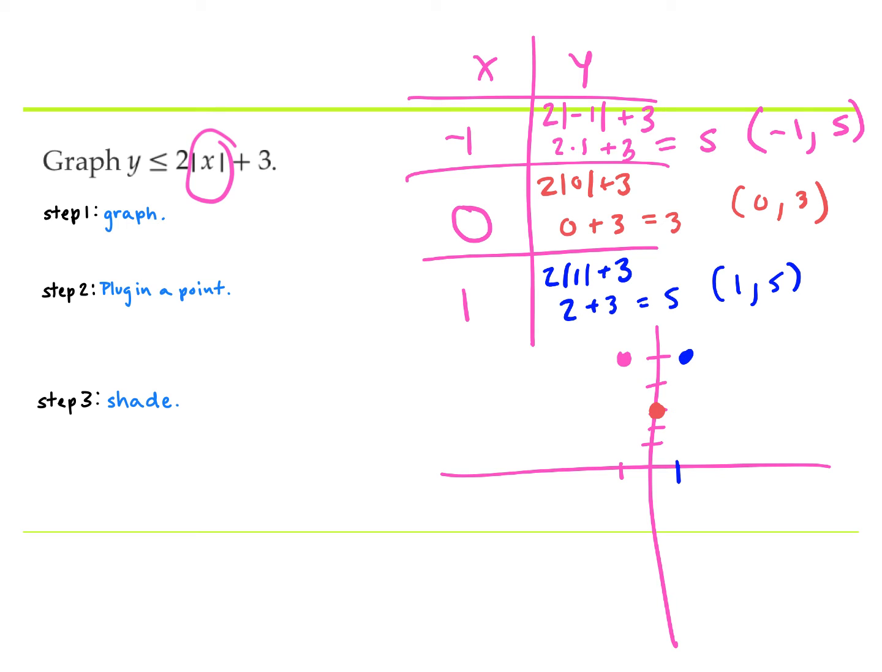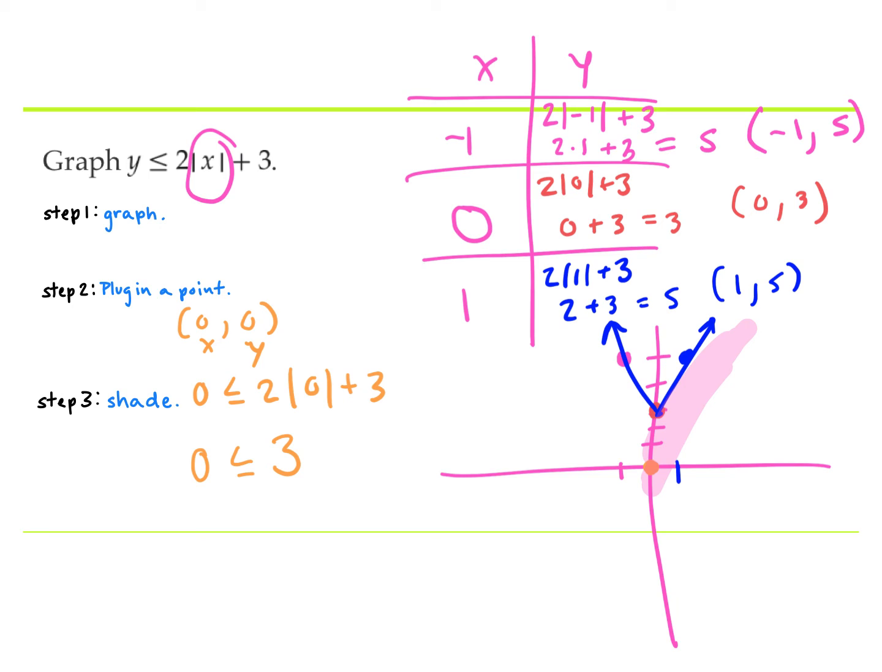Is this going to be a solid V or a dotted V? Solid V. What should I do next? Plug in 0, 0. So 0, 0 is right there. It's outside. So I'm going to plug in 0 for x and 0 for y. So I have 0 is less than or equal to 2 times the absolute value of 0 plus 3. What's 2 times the absolute value of 0? 2 times 0? Oh, 0. And 0 plus 3? 3. So is 0 less than or equal to 3? Yes. So that works. So where am I going to shade? I shade where 0, 0 is, so that would be outside. So that would be here, on the outside.